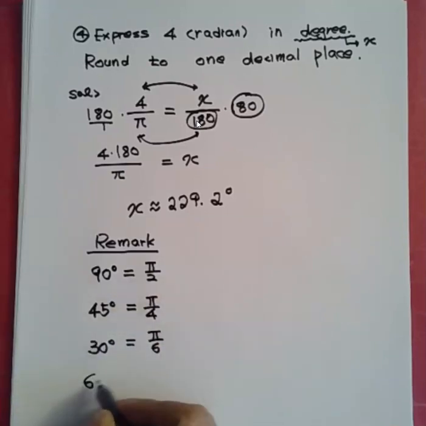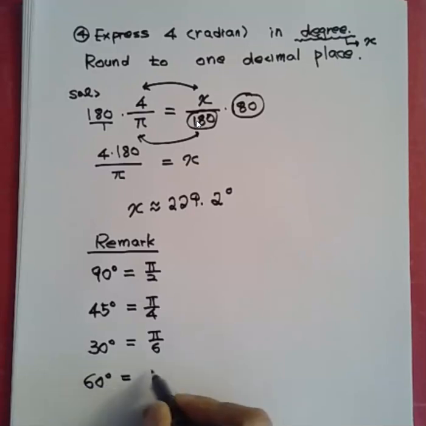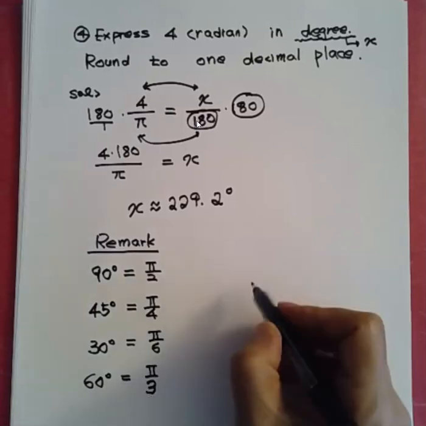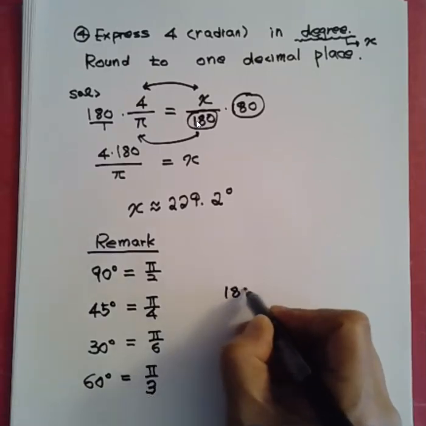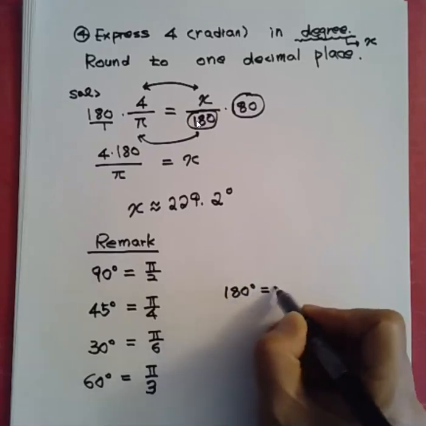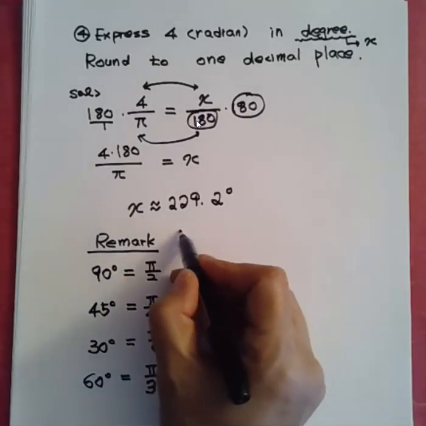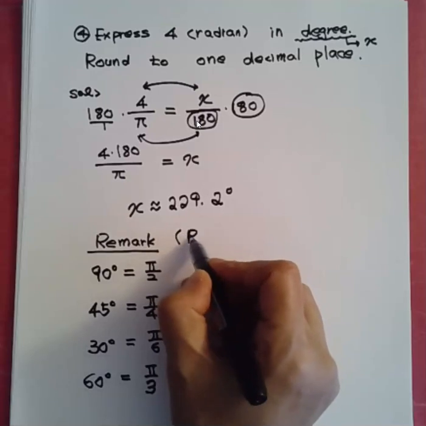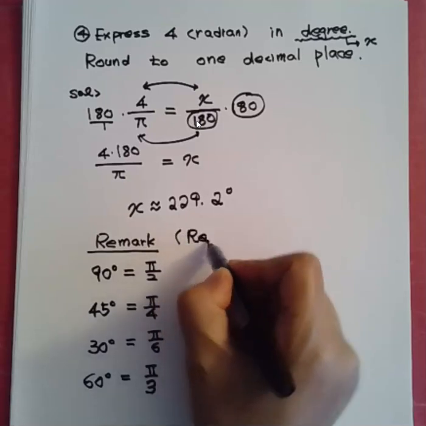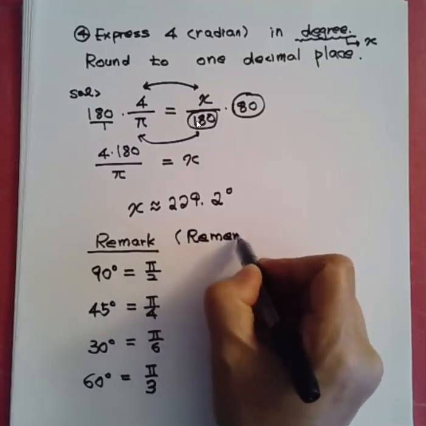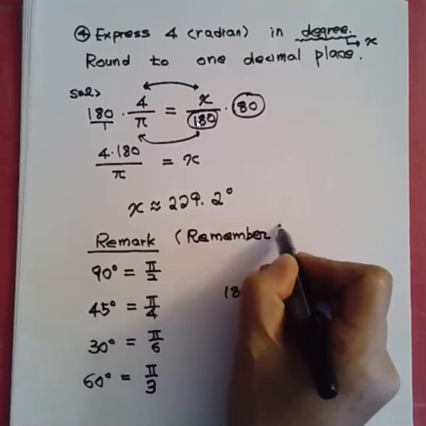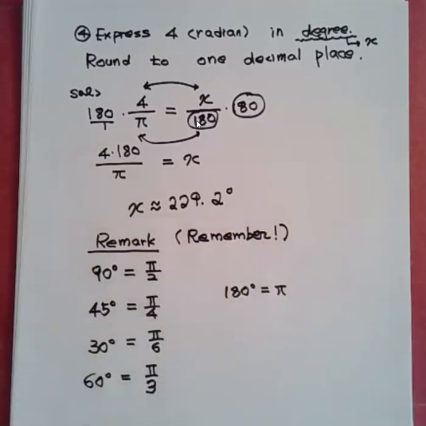And 60 degree is twice more than this. That is pi over 3. Of course, you already know 180 degree is pi. All of those are the angles which you have to remember, because those will be used frequently.